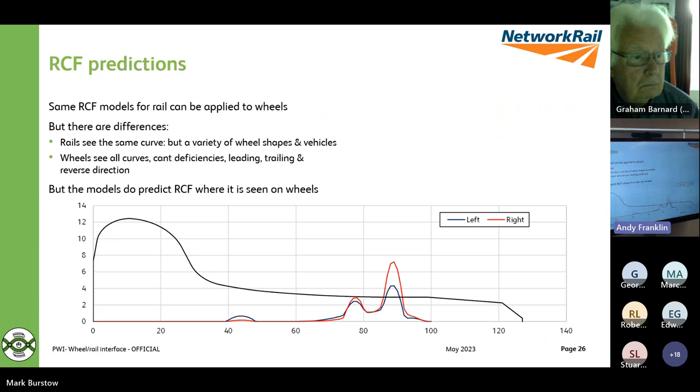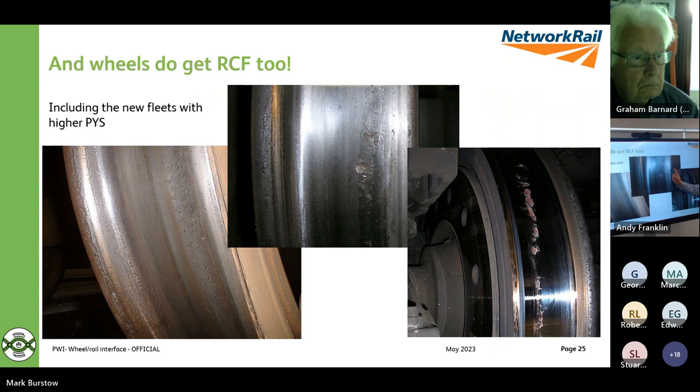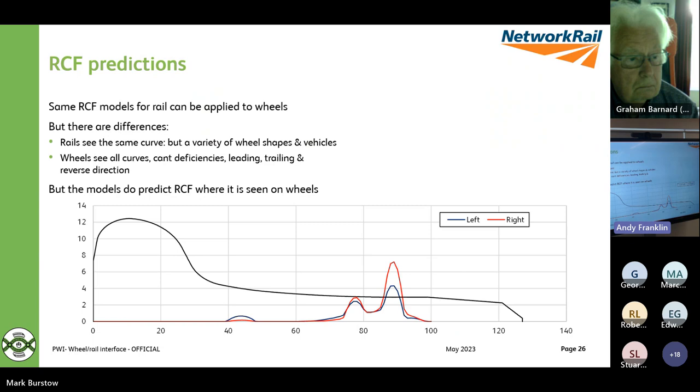Interestingly, one of those two fleets of vehicles that I raised as having a higher primary yaw stiffness has asked me to help them investigate the RCF problem they're getting on wheels. So where they're causing RCF on rails, they're also experiencing RCF on wheels. And we can apply the same modelling techniques that we use for predicting RCF to wheels.